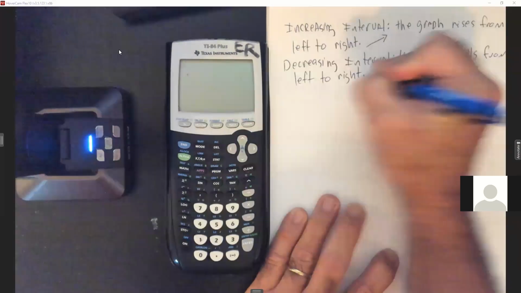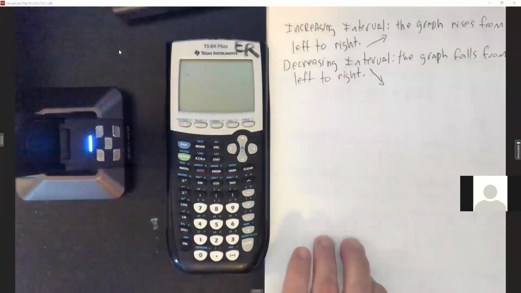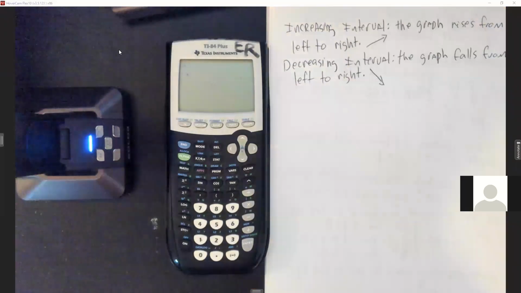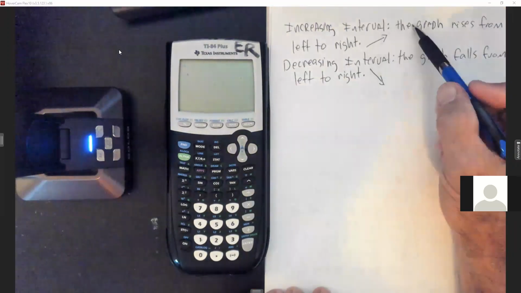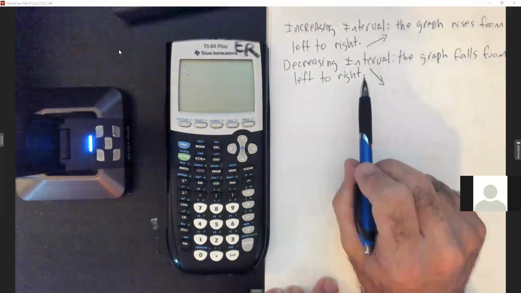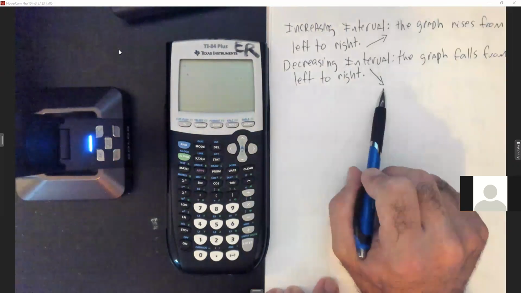Which will mean go downhill. So, things you got to think of. Increasing has positive slopes left to right, goes uphill. Decreasing has a negative slope, goes downhill.